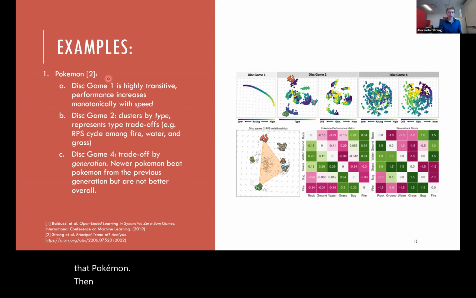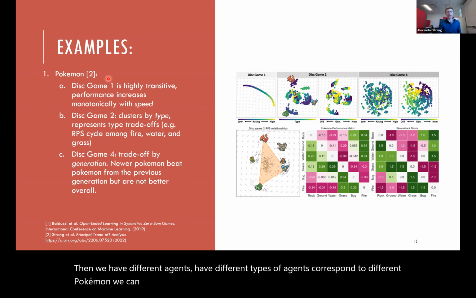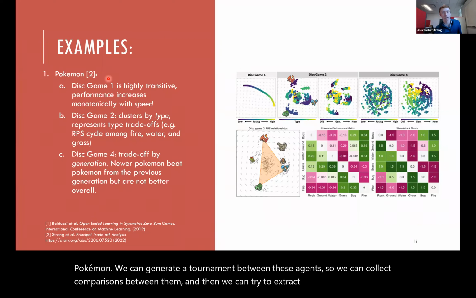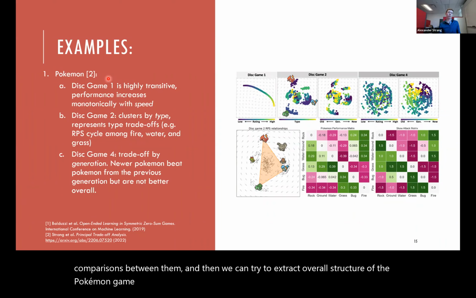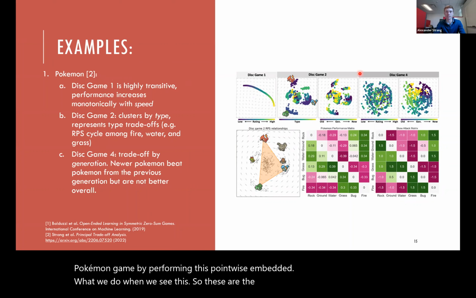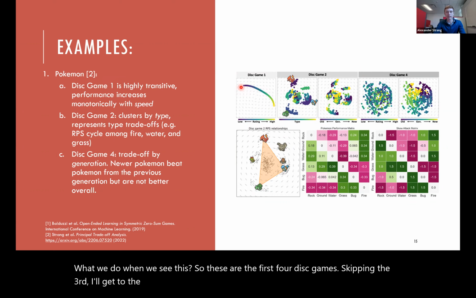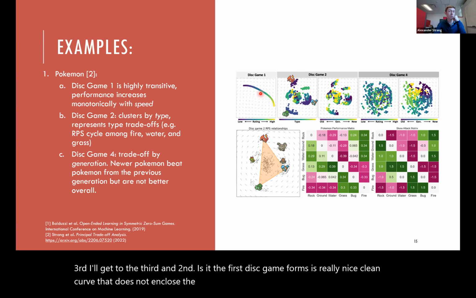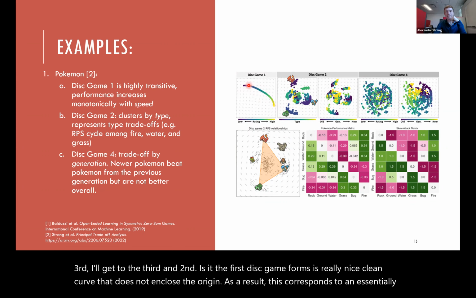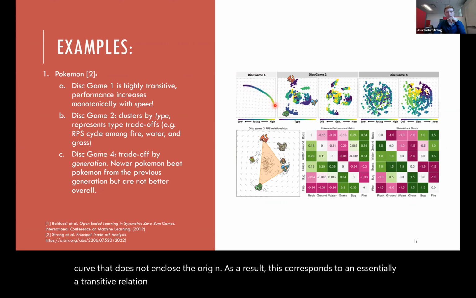Then we have different types of agents corresponding to the different Pokemon. We can generate a tournament between these agents, so we can collect comparisons between them. And then we can try to extract the overall structure of the Pokemon game by performing this pointwise embedding. These are the first 4 disk games, skipping the third, I'll get to the third in a second. The first disk game forms this really nice, clean curve that does not enclose the origin. As a result, this corresponds to essentially a transitive relationship, a hierarchy of the Pokemon.